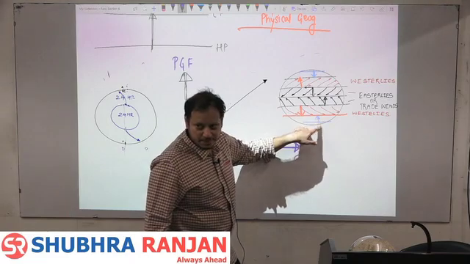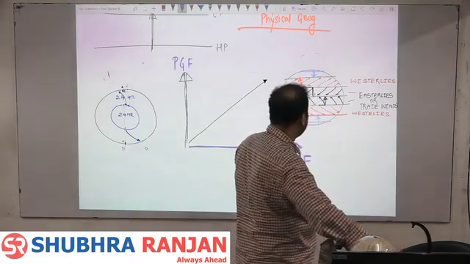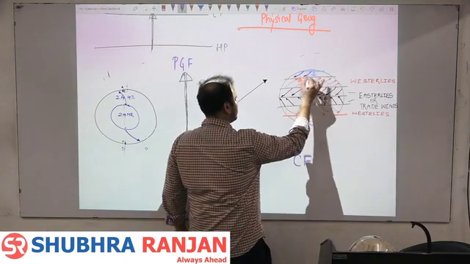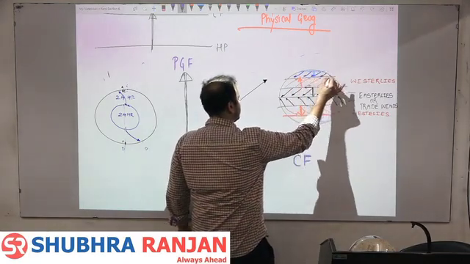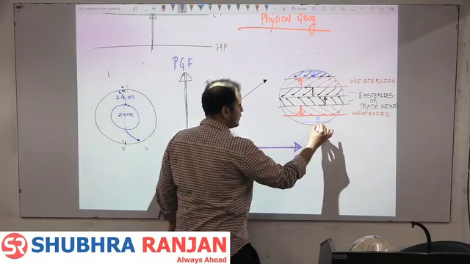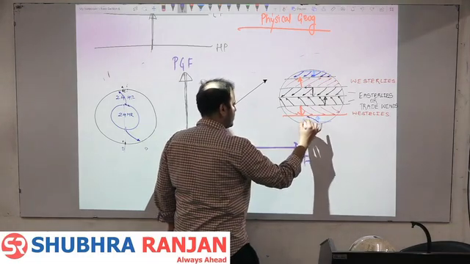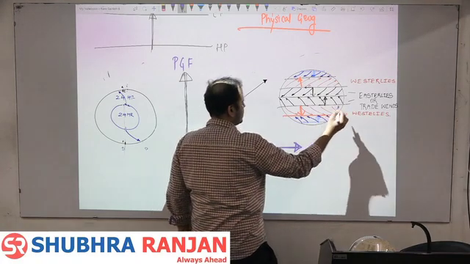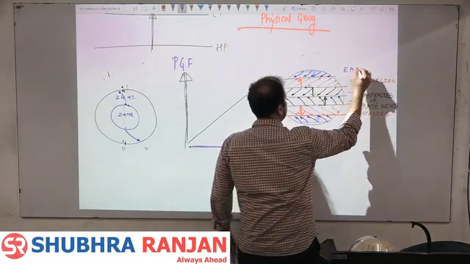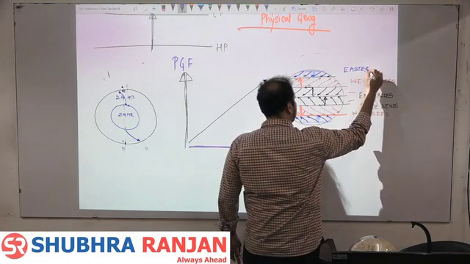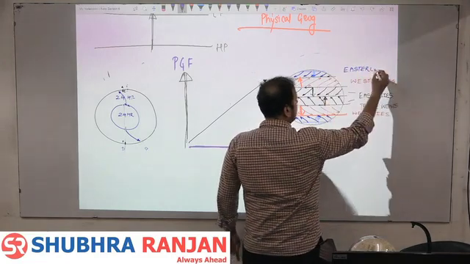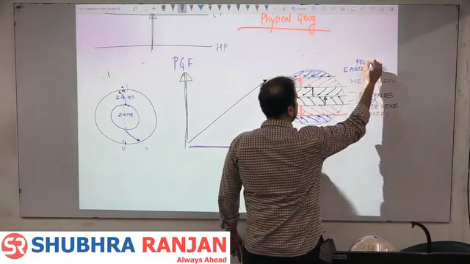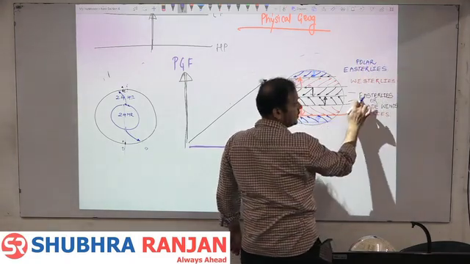Fine. And lastly, using the same logic, easterlies. To avoid the confusion, because it is moving from east to west, we call this the polar easterlies, because there is one more easterlies.